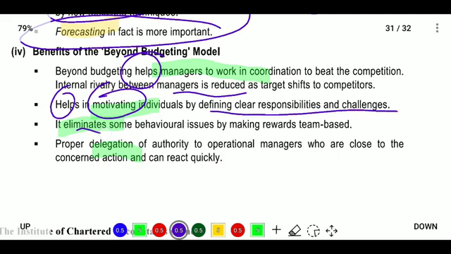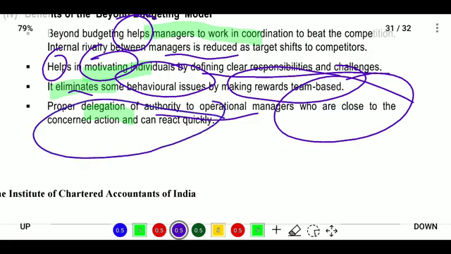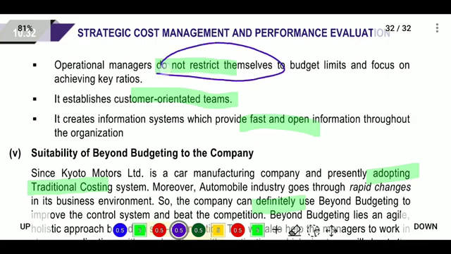It will eliminate behavior issues by making rewards team based. So they will give rewards to the lower section also. When they get the reward, they feel they are being treated the same as everyone else, they will win, and it will eliminate the behavior issues. Next, proper delegation of authority to operational managers who are close to the action and can react quickly. Next, operational managers do not restrict themselves to budget limits and focus on achieving key ratios.